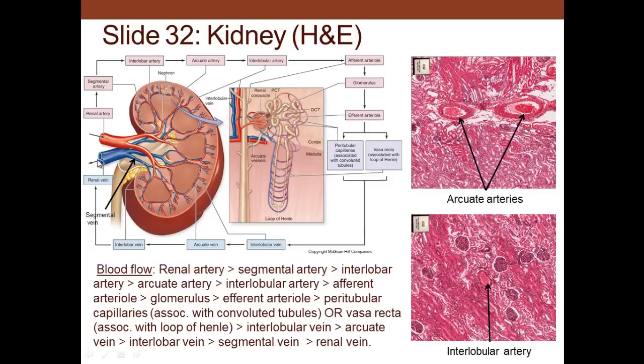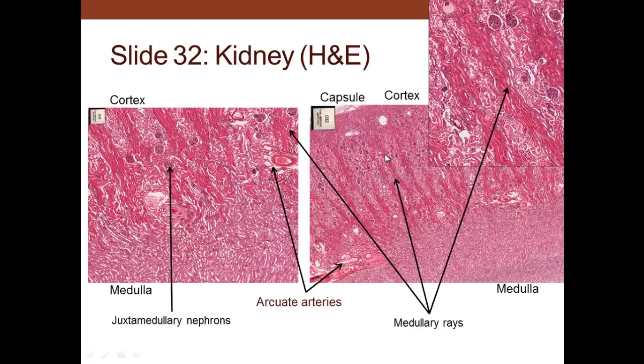And that's basically what we have here as the flow. As you can see, it goes through major vessels, minor vessels, eventually to the glomerulus, and then it makes its way back after it goes through either the peritubular capillaries, or the blood goes through the vasa rectae.